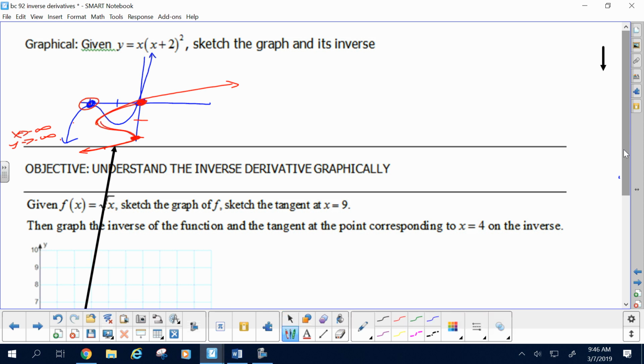Okay, now remember the whole idea of an inverse is to switch x and y. If I switch these, then don't they just reflect right across that mirror? X's and y's switching means if you fold it right across that line, it would fall into itself. You follow? So when you write yourself a note, symmetry about y equals x.